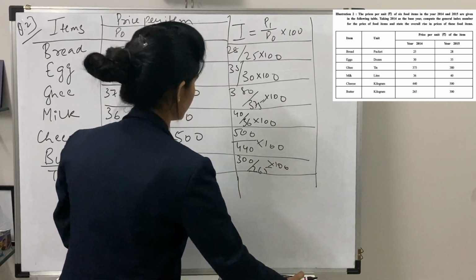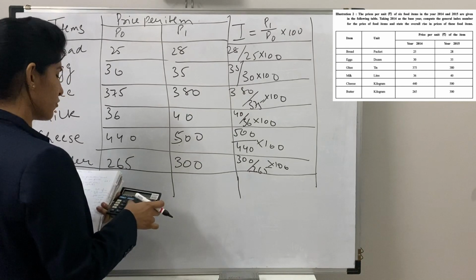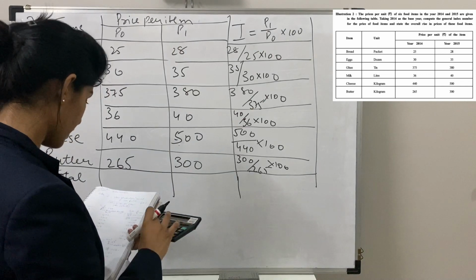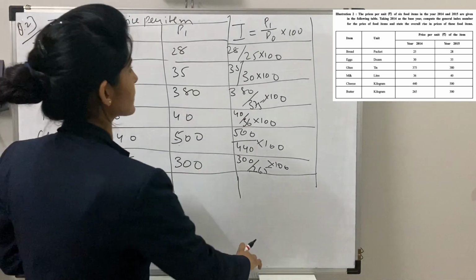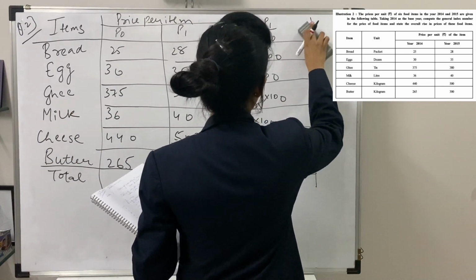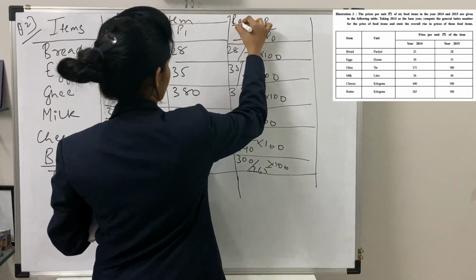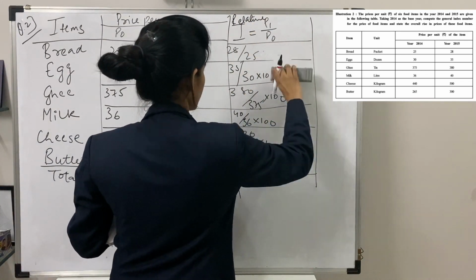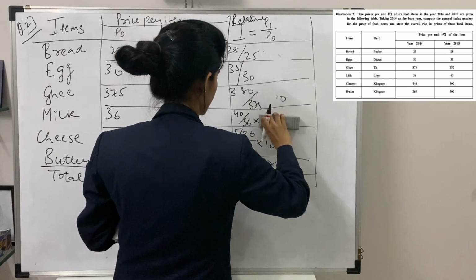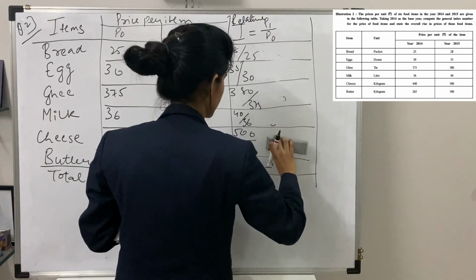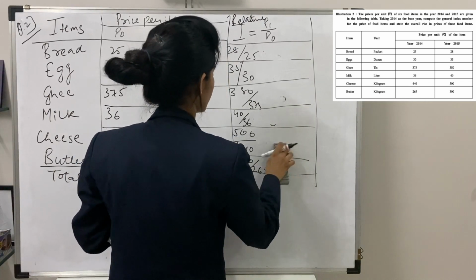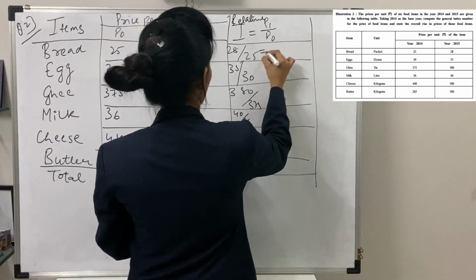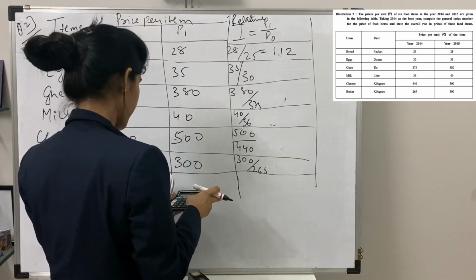Just one will do on the calculator. 28 divided by 25. Sorry, in this case we will not multiply it with 100 because we will calculate the relative index number. We will just calculate the relative index number, because we have to sum up and we will get the answer. This is one method of index number. So 28 divided by 25 is 1.12. Next is your 35 divided by 30.